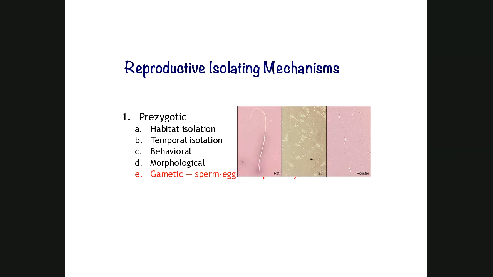Another mechanism that can keep species apart is gametes. A lot of times people first starting out in biology think that the shape of sperm is all the same. People think there's a round head, a kind of square mid-piece, and a squiggly tail. Interestingly enough, that really is only the shape of mammalian sperm.